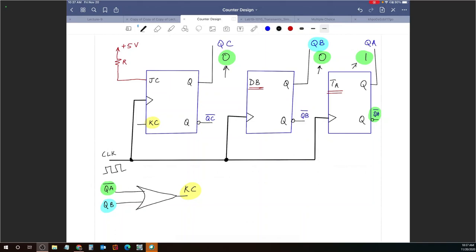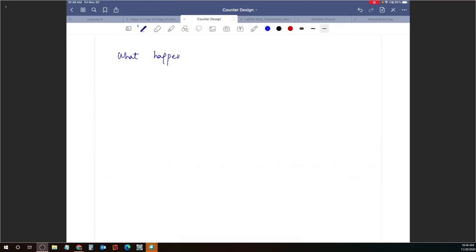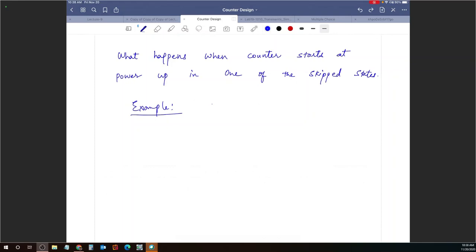Let's figure it out. So that's what my question is. Let me write that question down here. What happens when the counter starts at power up in one of the skipped states? And we know that in our example, the skipped state was 1. So let's try to figure it out. What happens when it starts in 1, right?